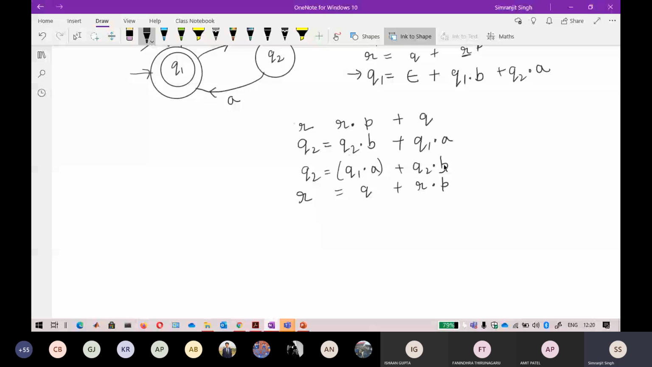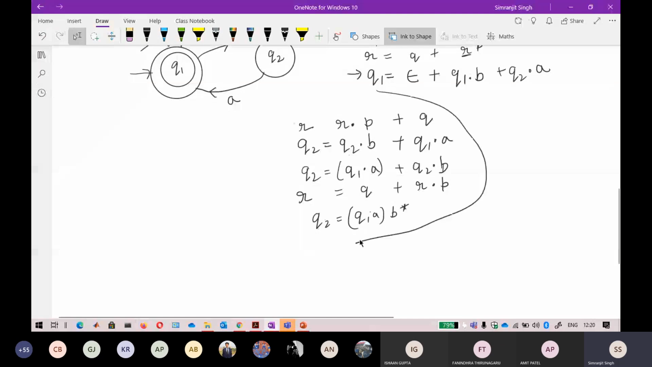Yeah, so it can be written like this: Q2 equal to Q1A P star. Now P star is what? B star. Okay, so Q2 is decreased to this state. Now Q2 is Q1A followed by a B star. Now go into the equation of Q1. So I just go towards here.